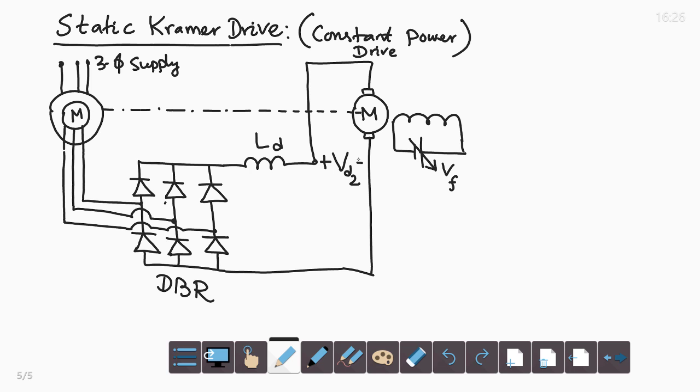So, total power remains constant, but load speed can be controlled by controlling the field voltage of the DC motor. Through field control of the DC motor, speed control is done, and torque supplied to the load is the sum of the DC motor torque and induction motor torque. This is the static Kramer drive.